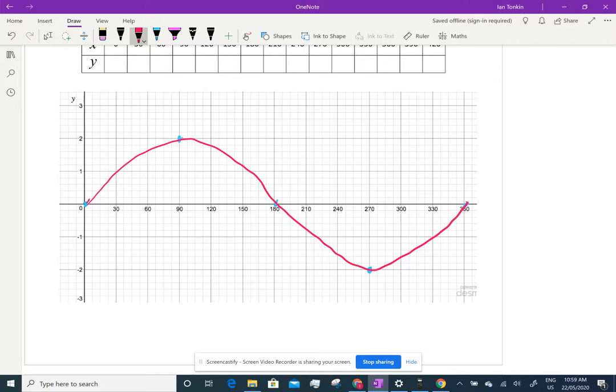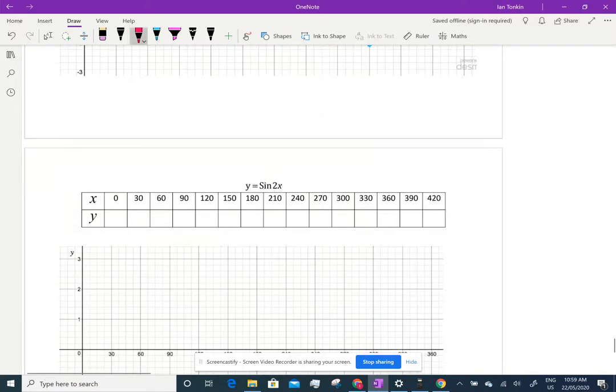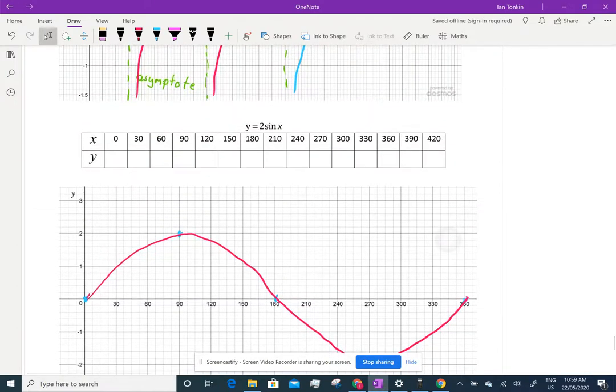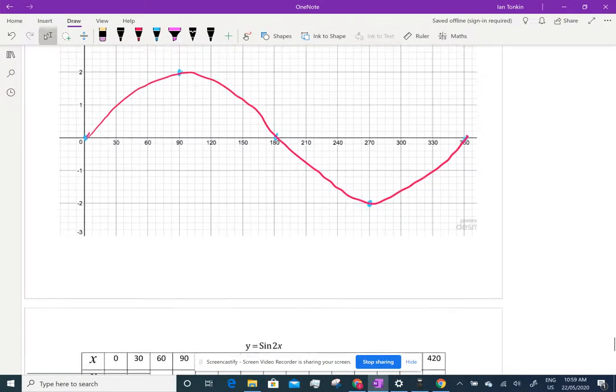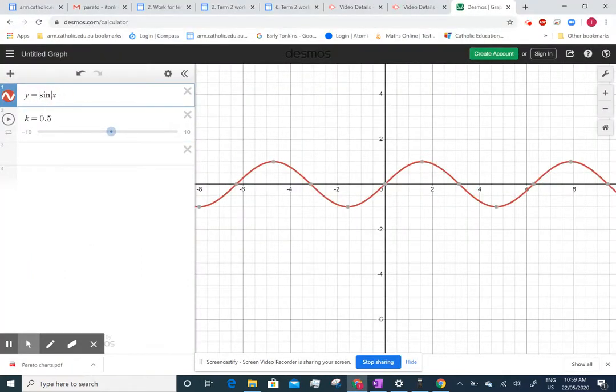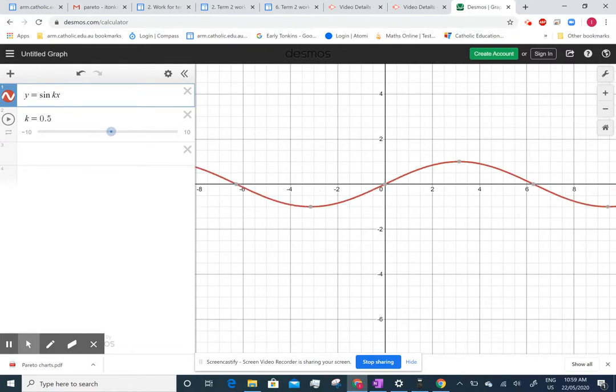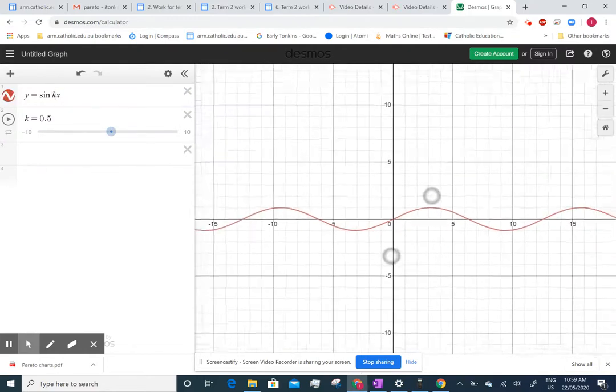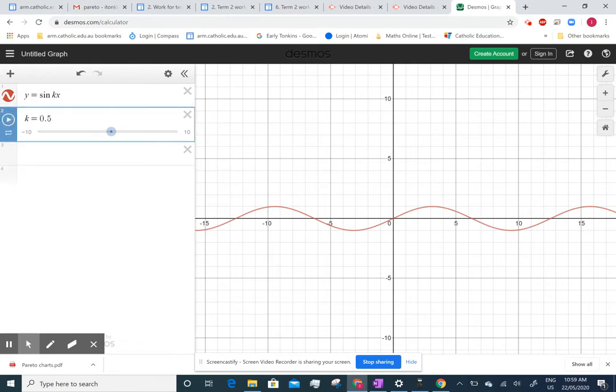And there's my y equals sine 2x. It's the same curve, but it goes up to 2. All right, so if I put a 2 there, that's what that does. Let's go back to Desmos and have a look. If I take that K out of there and put it in here, and I'll shrink it down and we'll play this and see what happens.